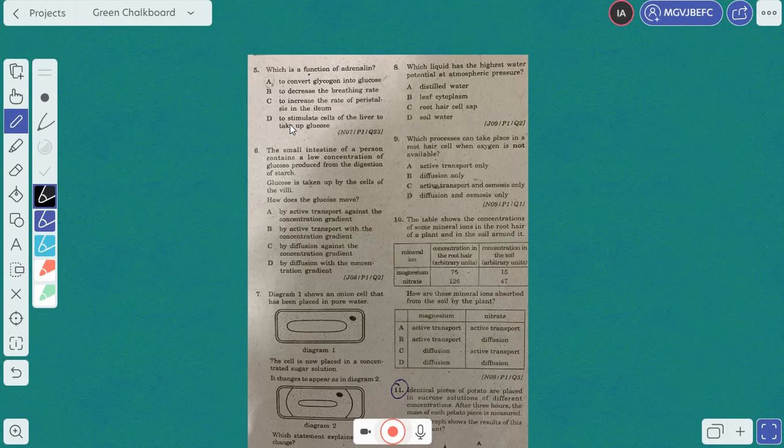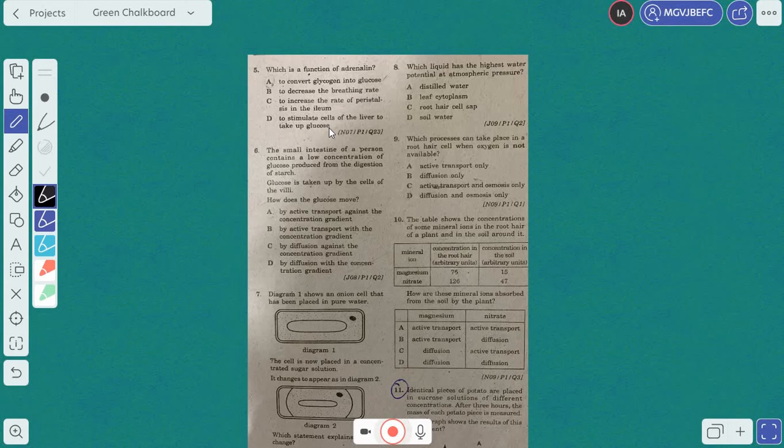Okay, moving on to the next question, 5. This is a new page here because we're done with the last one. Which is a function of adrenaline? Now this is not related to our topic, but let's still solve it for the sake of increasing knowledge, because this will come in future questions. So adrenaline is a hormone made by us humans, and we're not studying anything related to hormones, but let's read the options. To convert glycogen to glucose, to decrease the breathing rate, to increase the rate of peristalsis in the ileum, to stimulate the cells of the liver to take up glucose.